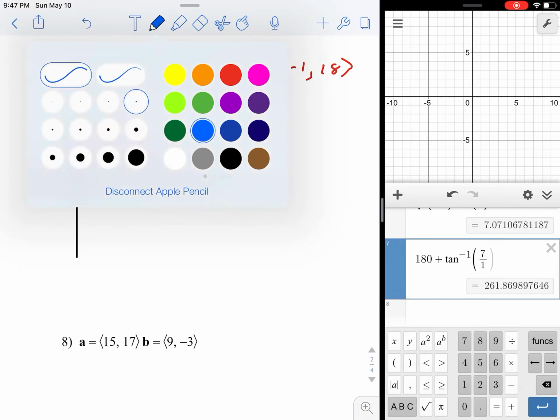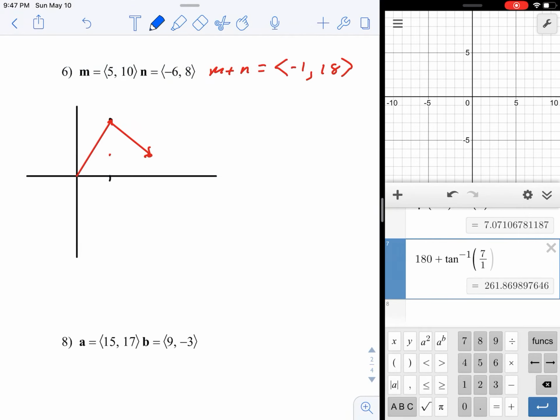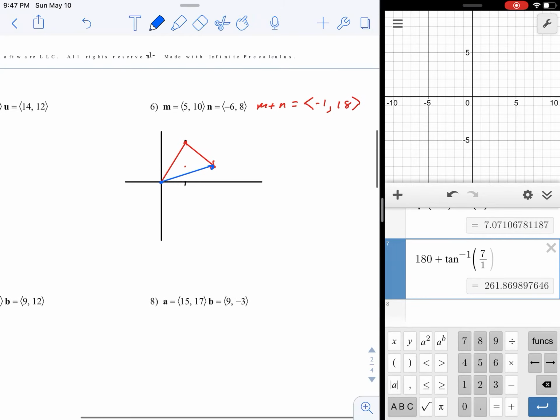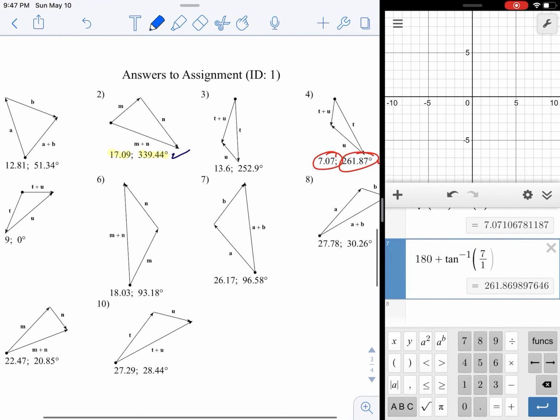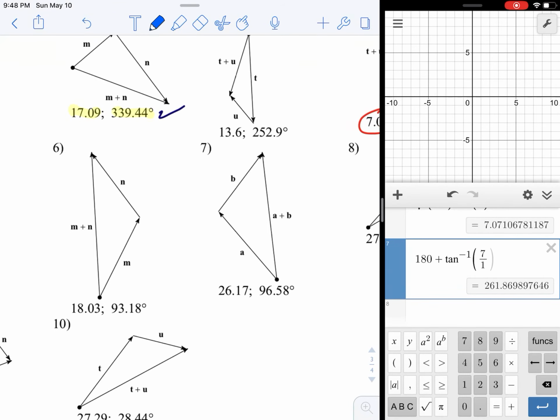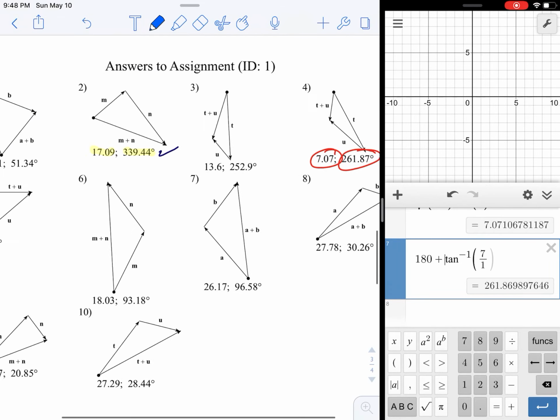And then I'll do another fun color here. So I connect the beginning point of one vector to the end point of the second vector. That's what you get when you add them together. That should be my triangle diagram for number 6. And that's not even close. What the hey? What?